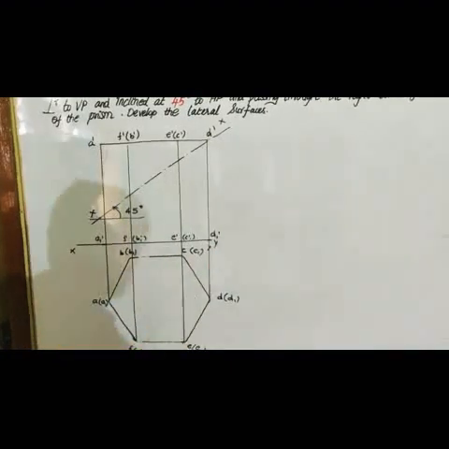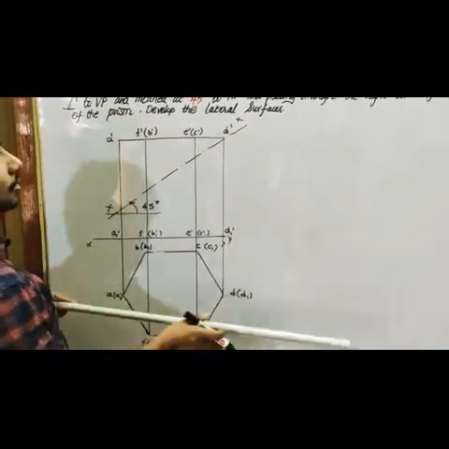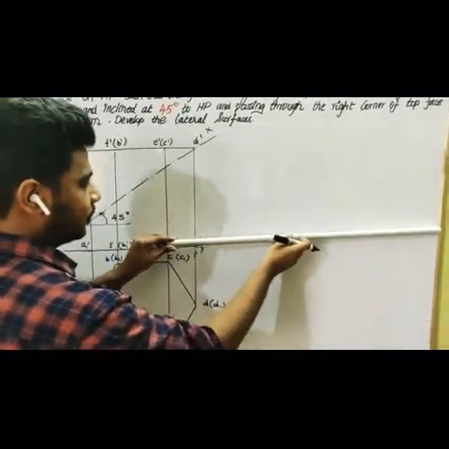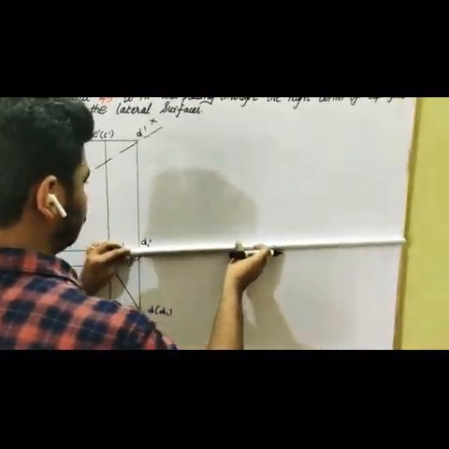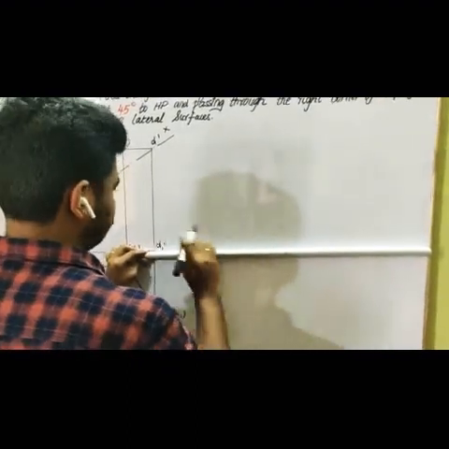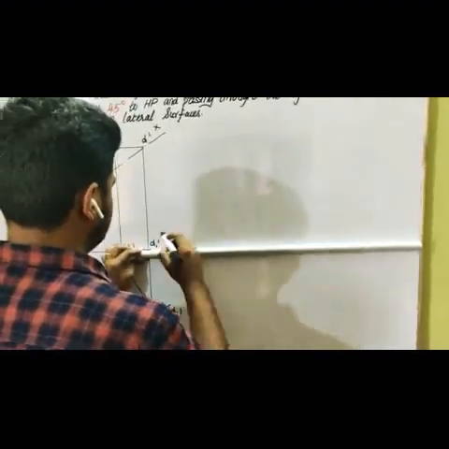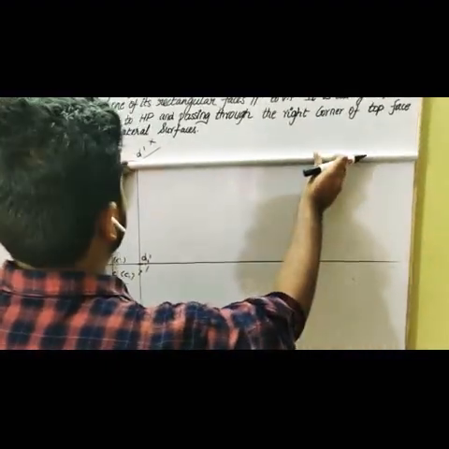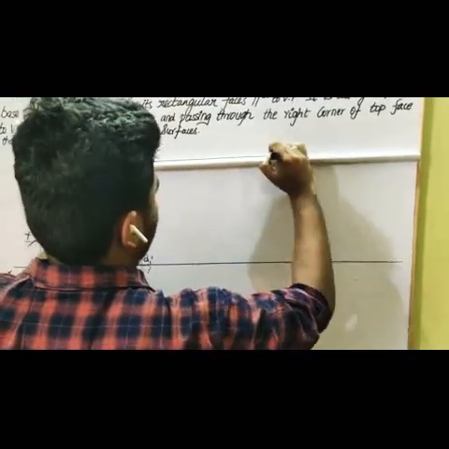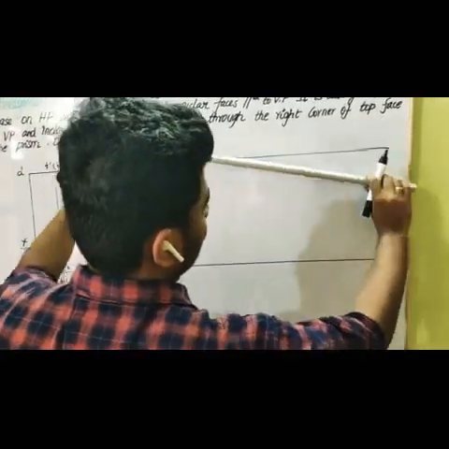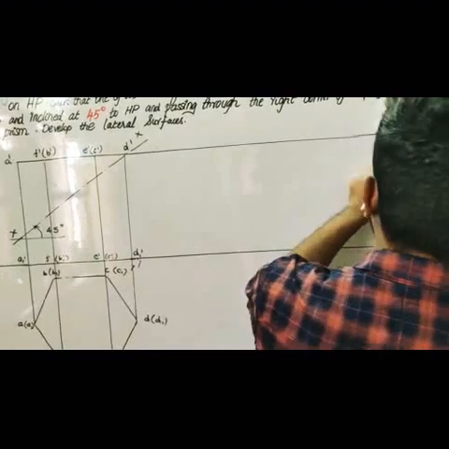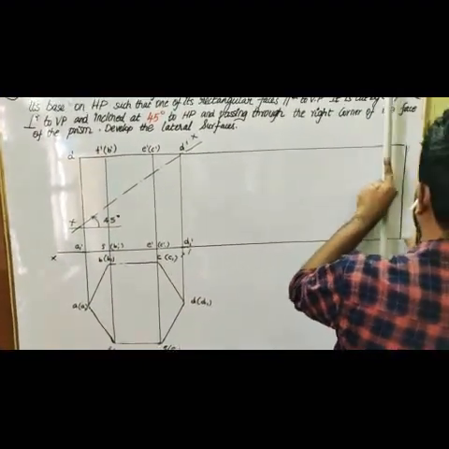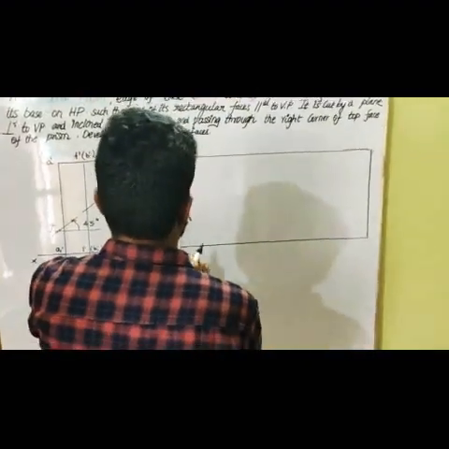So how can we make a development for this? This is obviously a hexagonal prism, so we are going to use a parallel line development here. So I'm going to make two horizontal lines, which is exactly equal to the height of the prism, right? So this is exactly equal to the height of the prism, right? And this is your starting point.